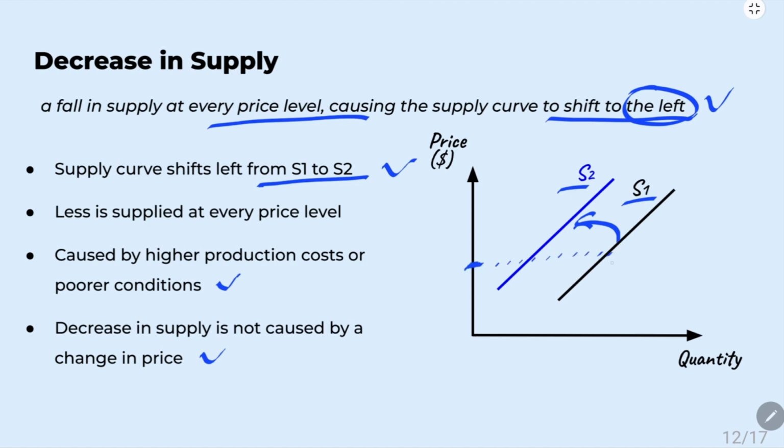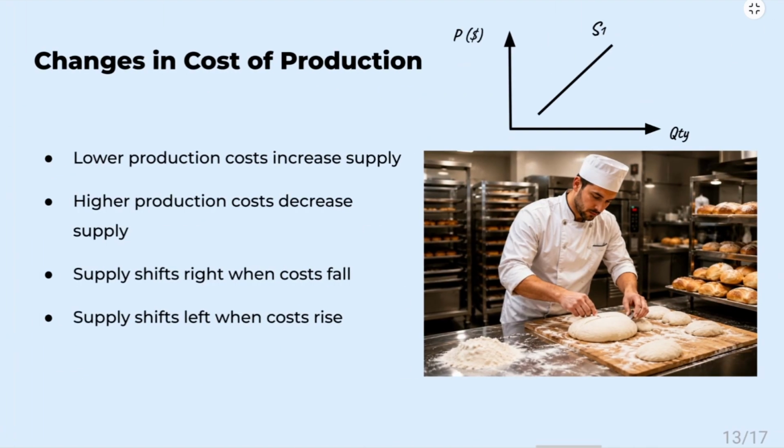For example, imagine that dairy farmers face higher fuel and animal feed costs. Previously, farmers may have supplied 2,000 liters of milk at a price of $3 per liter. But after costs increase, they may only be able to supply 1,400 liters at the same price. This is called a decrease in supply because less is supplied at every price level. Now we can look at the main factors that cause supply to increase or decrease in different markets.